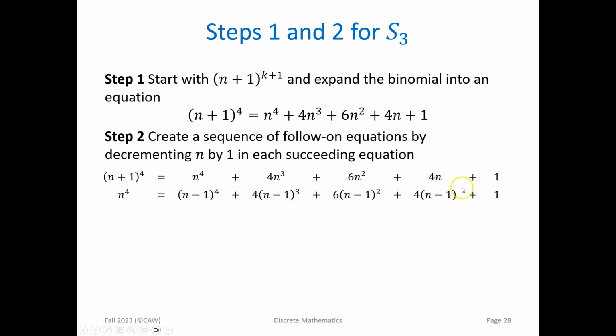So there's the first line of the equation. The second line, we're going to have n plus 1 minus 1 is n, so s to the 4th power. And across the equality, this is the second equation, we have n minus 1 to the 4th, because we're coming from n. We have 4 times n minus 1 cubed, again coming from n, 6 times n minus 1 squared, and 4 times n minus 1 plus 1.